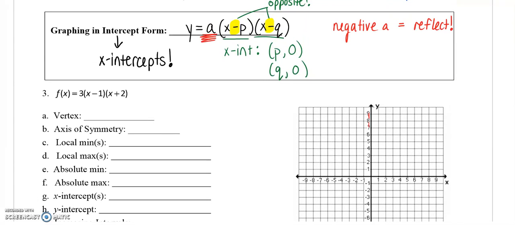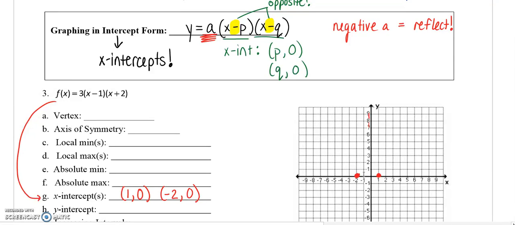Alright, so let's try an example in intercept form. So here it is, number 3, f of x equals 3, and then there are two factors, (x minus 1) and (x plus 2). So when you see two factors like this, that should immediately tell you that you know your x-intercepts. So I'm going to kind of jump down and figure out what those are first. I see x minus 1, I'm going to take the opposite, so negative 1 turns into a positive 1. So my first x-intercept is (1, 0). Same thing with my next one, x plus 2, take the opposite, that will be (negative 2, 0). Let's go ahead and plot those, (1, 0), (negative 2, 0).